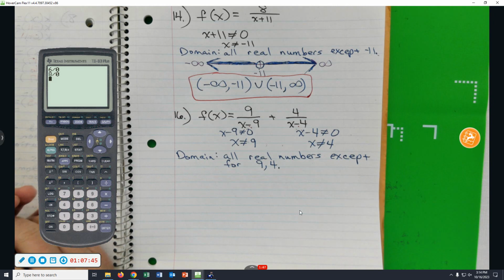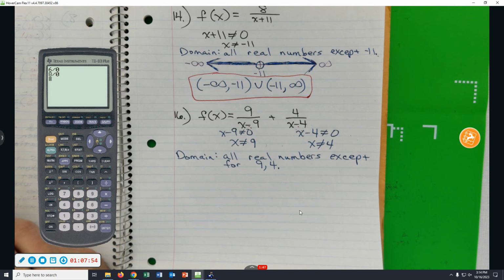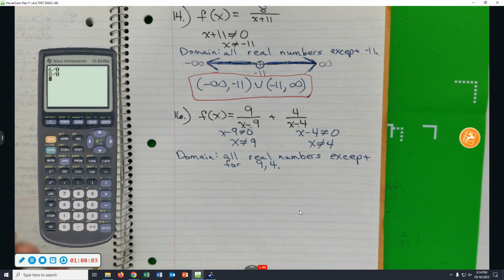You can't use 9, you can't use 4. Could you plug in 50 million for x? Yeah, you sure could. What about 2.4? Could we plug that in? Yeah, anything except 9 and 4. But we can't write it like that. You've got to write it out in interval notation.